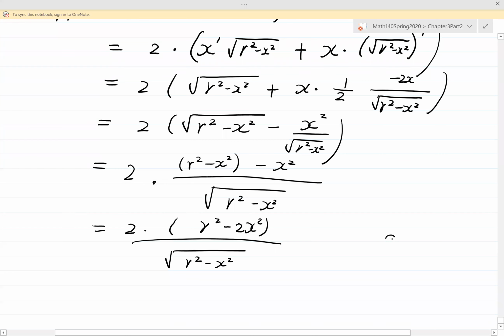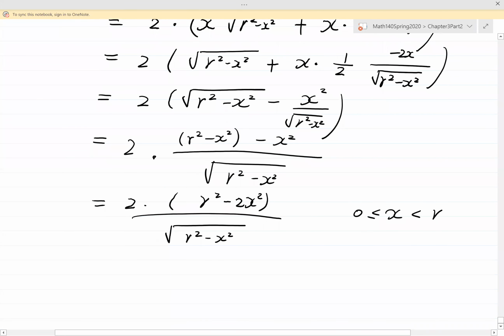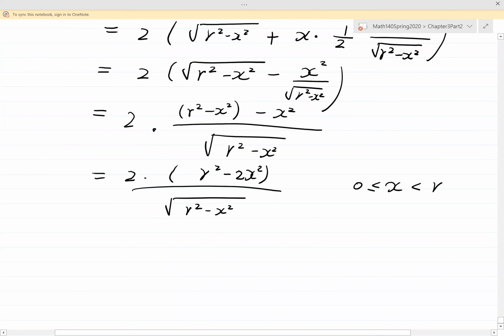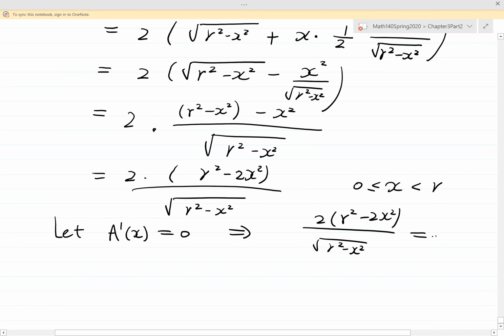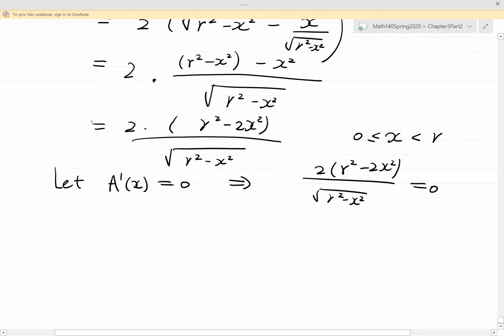So here x cannot be r, because the denominator vanishes if x is r. So it's not differentiable when x is r. Now find the critical number. Let A'(x) be 0. So we find this thing to be 0: 2 times r squared minus 2x squared over the square root of r squared minus x squared. Then the numerator is actually 0: r squared minus 2x squared is 0.